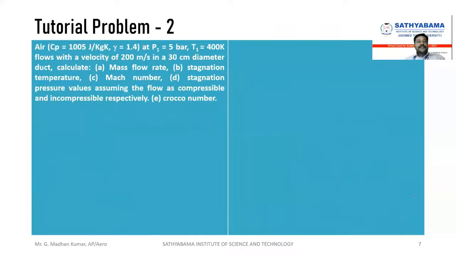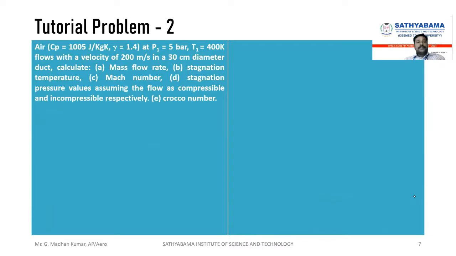Okay. Next we are going to discuss problem 2. Our tutorial problem 2 is air. That is, the Cp value is given, gamma value is given, at P1 the pressure is given, the temperature is given, and the velocity C1 is also given, in a 30 centimeter diameter.